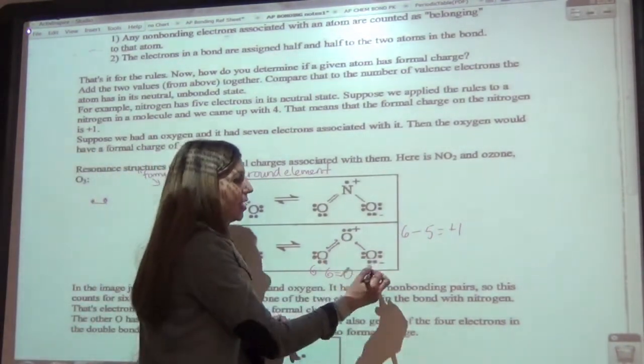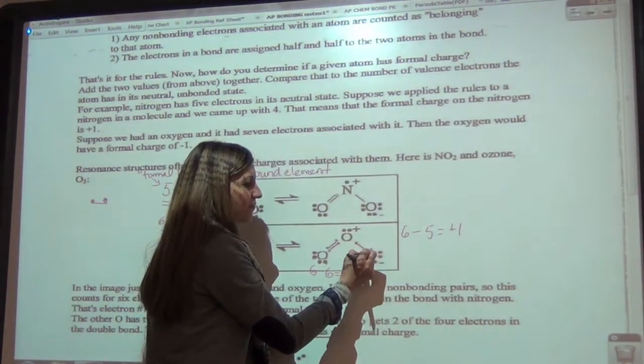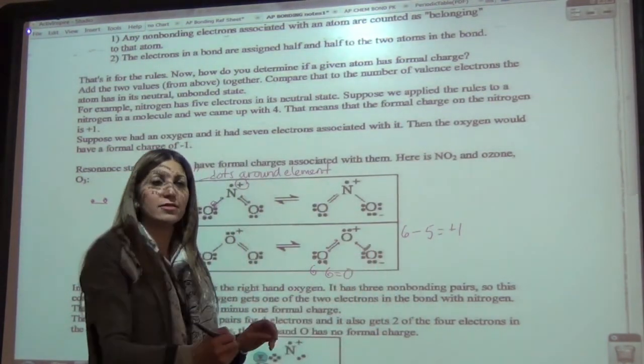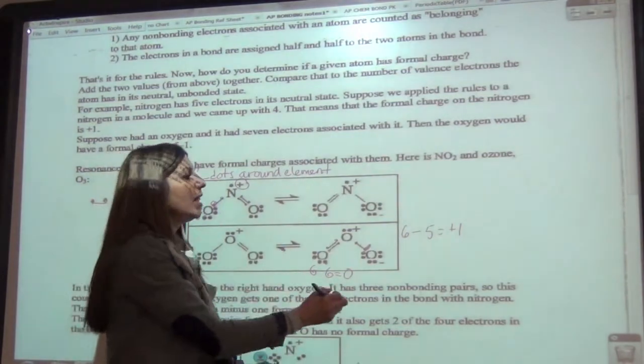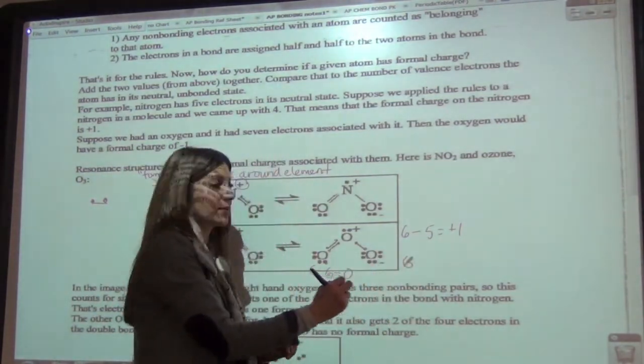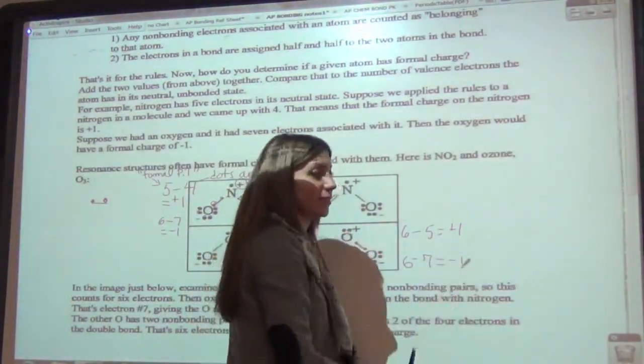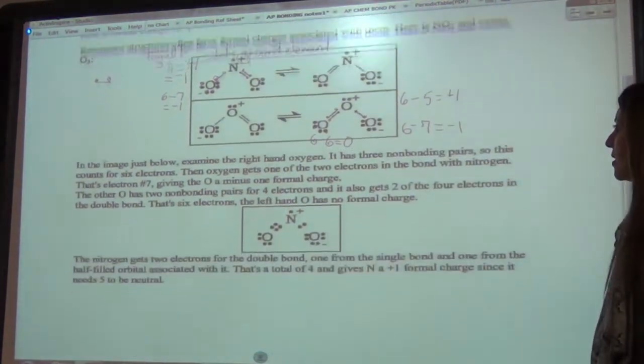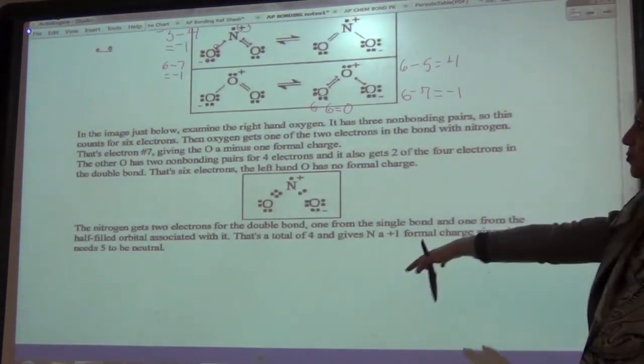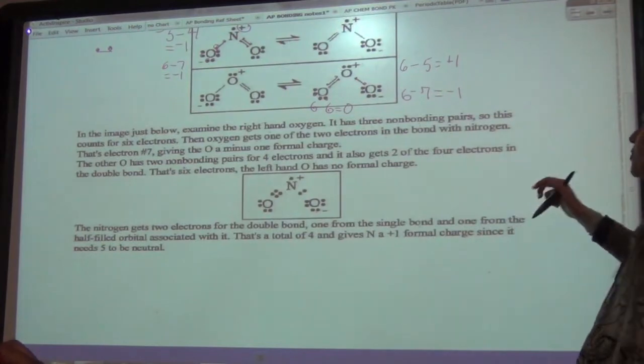And that's why that one doesn't have any formal charge around it. If I did this one, I get 1, 2, 3, 4, 5, 6. Don't forget the 1 in the bond. Only 1 from the bond. That's 7. So this one's going to be 6, the formal number, minus 7, which equals -1. Okay? Let's try it on our own now. And this just explains it. So this is in writing. It just explains what I just explained.